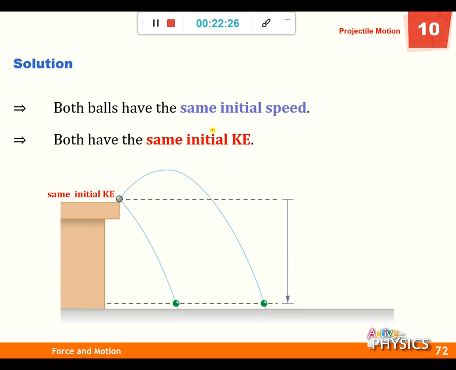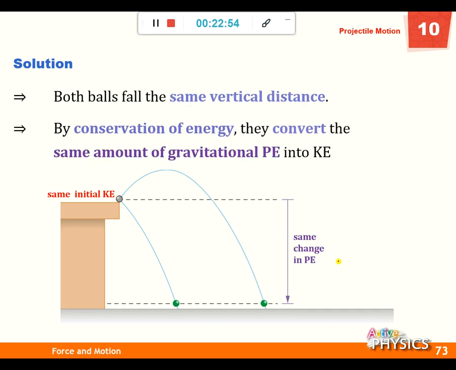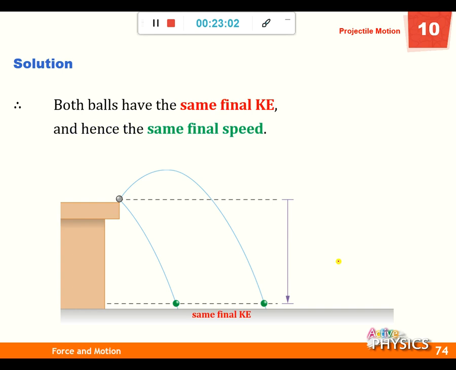Now, same u, which means the same initial speed, same kinetic energy initially, and they also start from the same position. It means that the initial total energy should be the same. How about the final velocity? You can see that both of them will drop down here. It means that GPE is lost in the same amount. Same vertical distance, same amount of GPE. Then we will have the same change in kinetic energy. So this proves that the final speed will be the same.